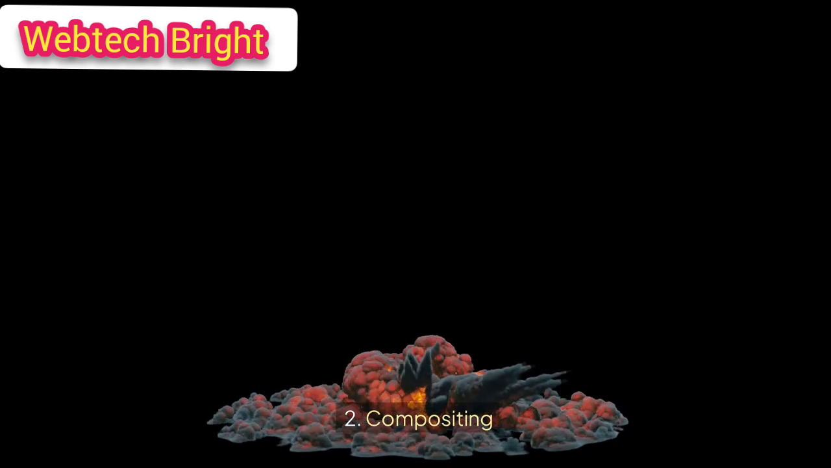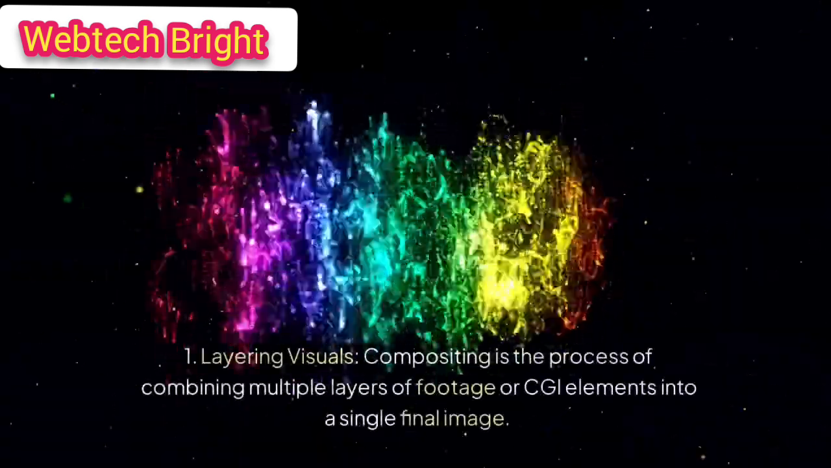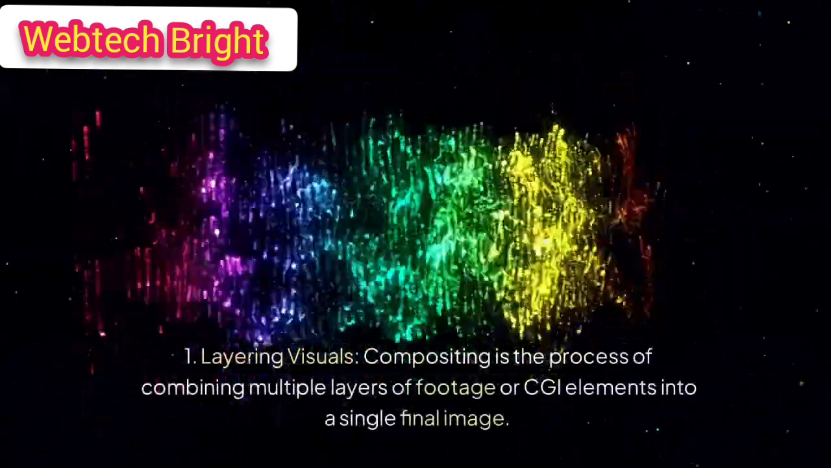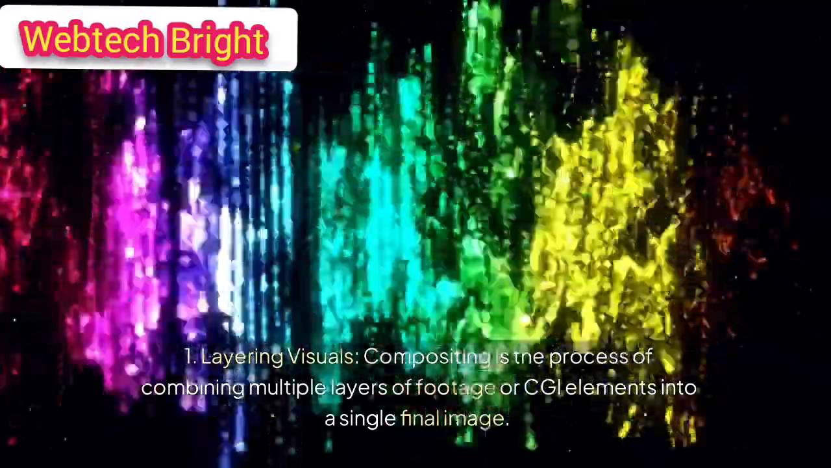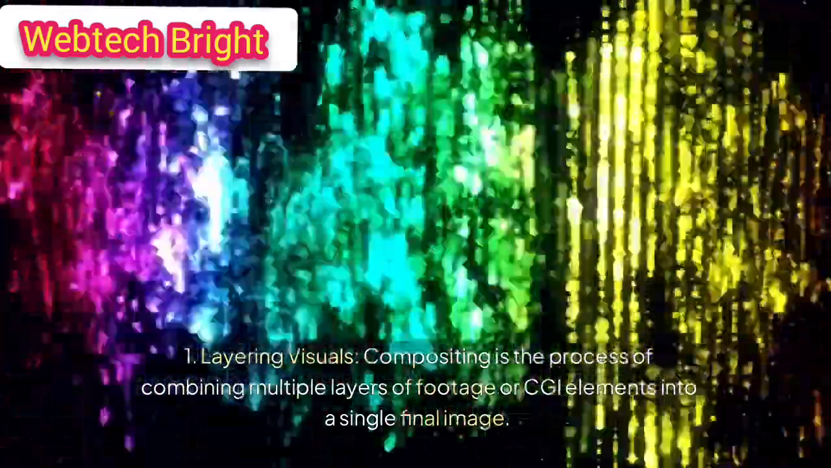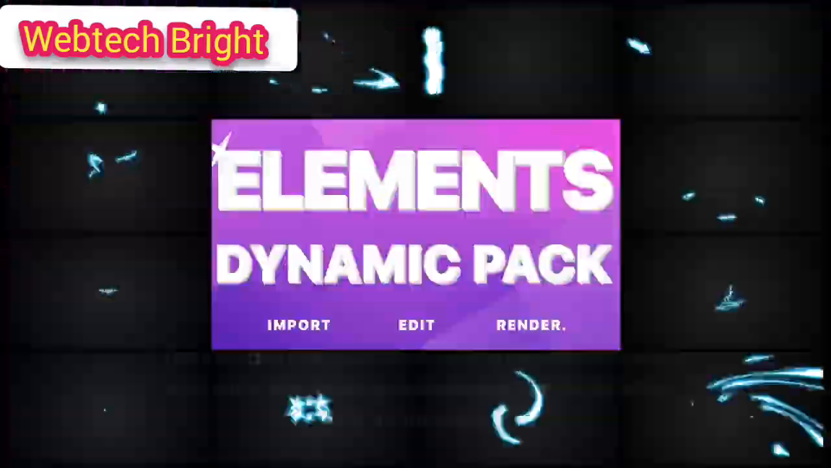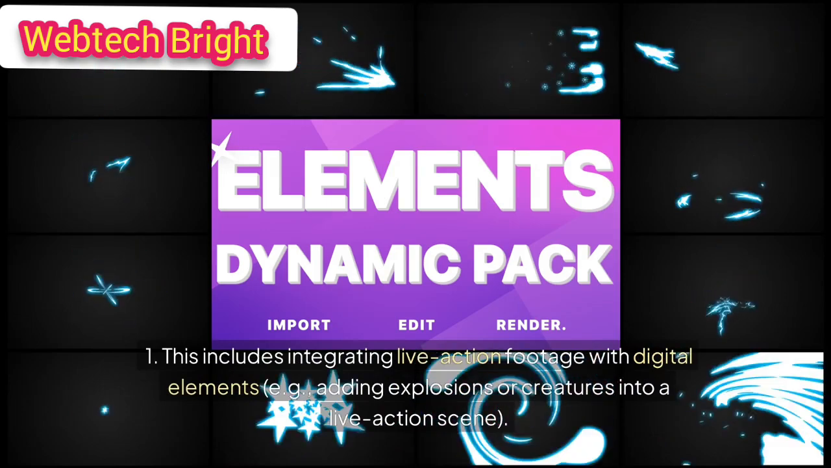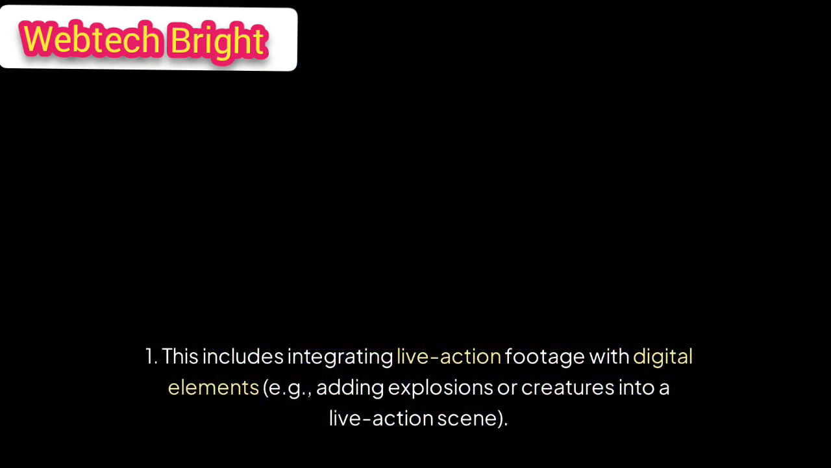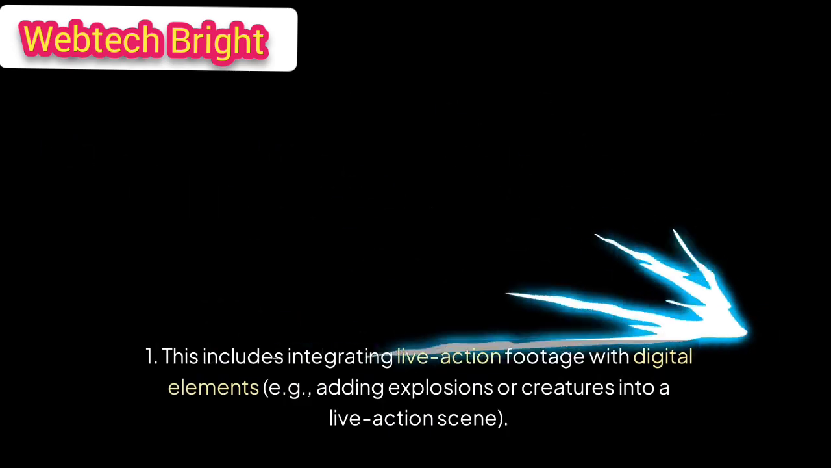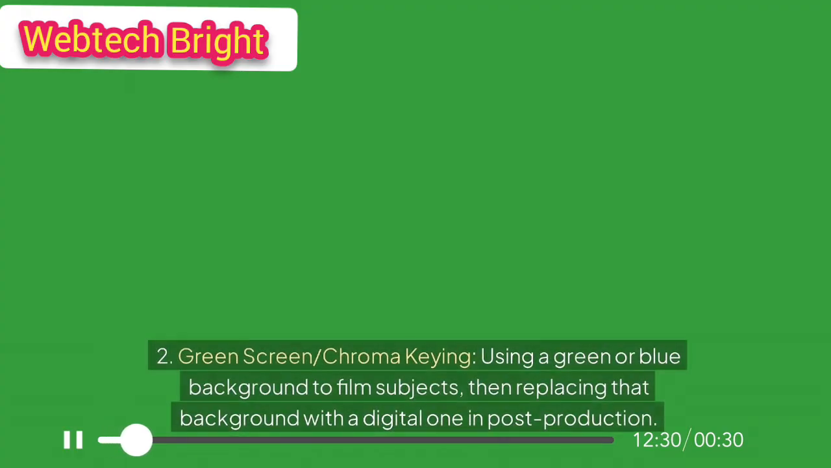3. Compositing. Layering visuals. Compositing is the process of combining multiple layers of footage or CGI elements into a single final image. This includes integrating live-action footage with digital elements, e.g., adding explosions or creatures into a live-action scene. Green screen, chroma keying. Using a green or blue background to film subjects, then replacing that background with a digital one in post-production.